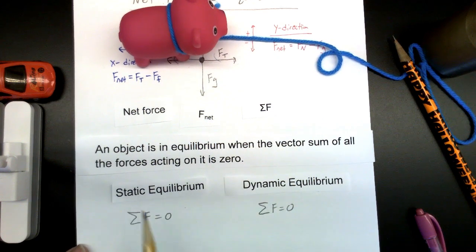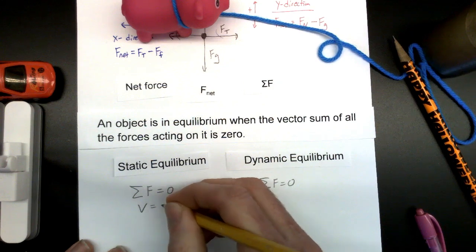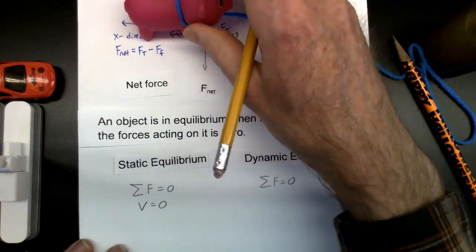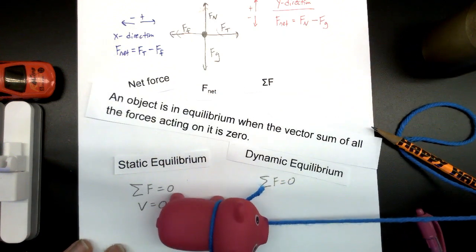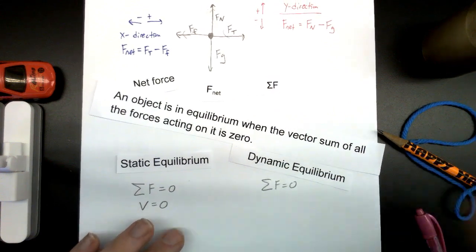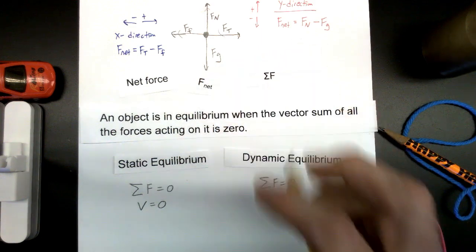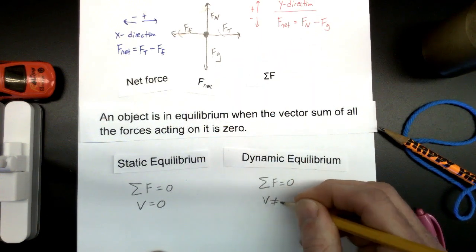So in a static equilibrium, the velocity of the object is going to be 0, meaning it's not moving. That's just like the situation with the piggy, where I'm pulling on the piggy and the piggy's not moving at all, right? So that would be an example of static equilibrium, where the sum of the forces is 0 and the velocity is still 0. In a dynamic equilibrium situation, the velocity is not 0.